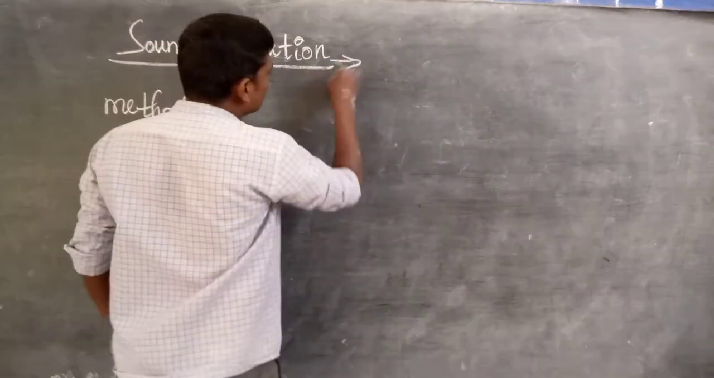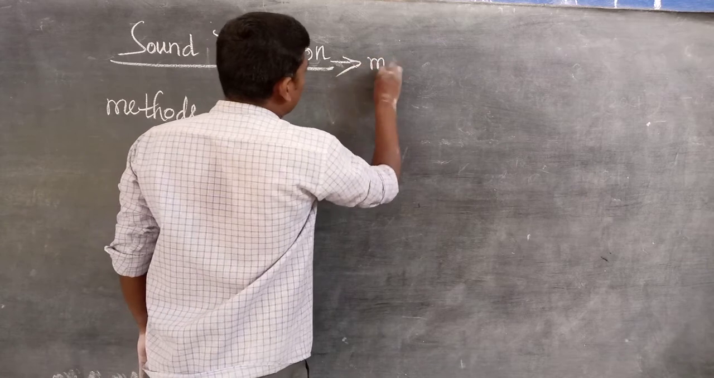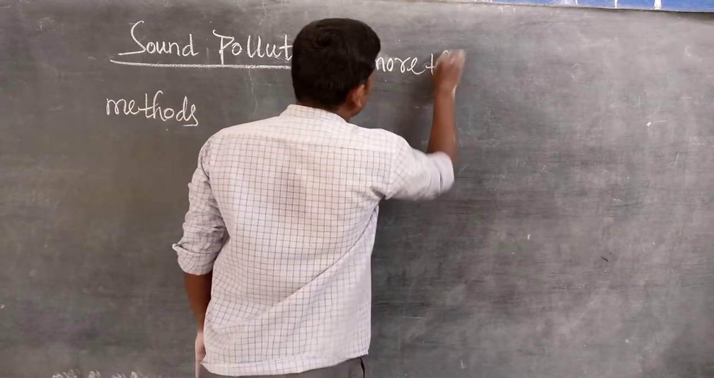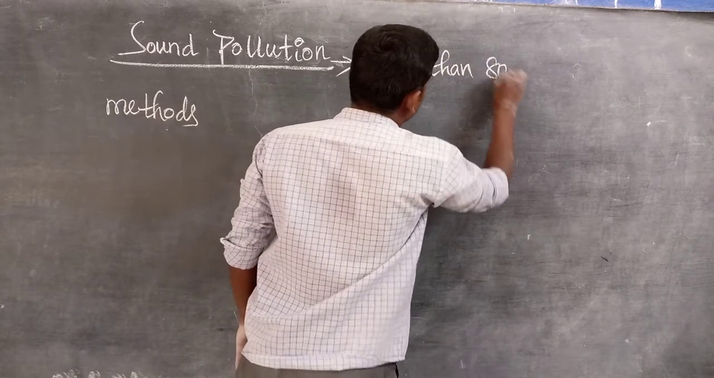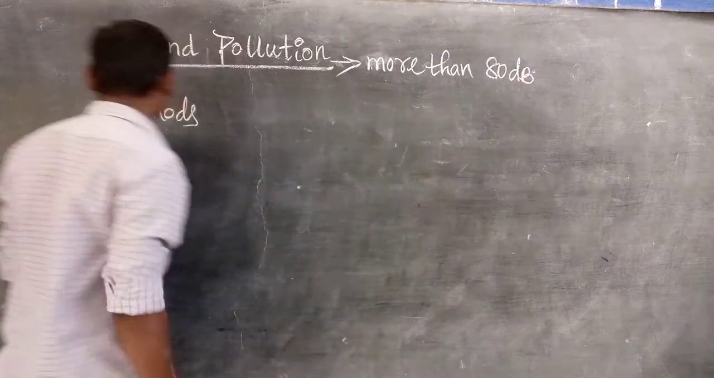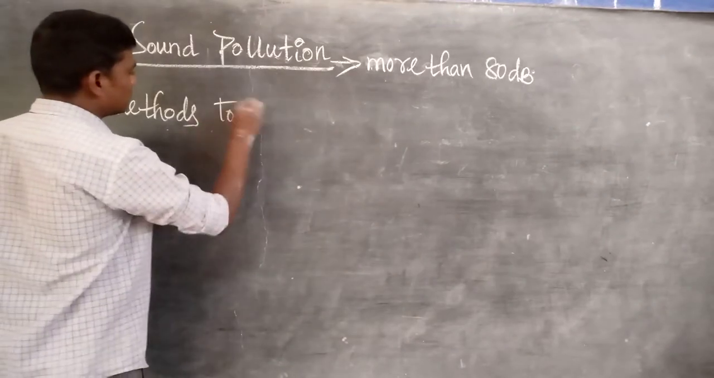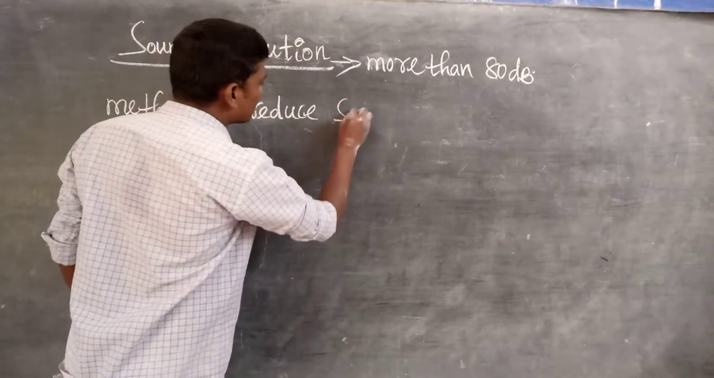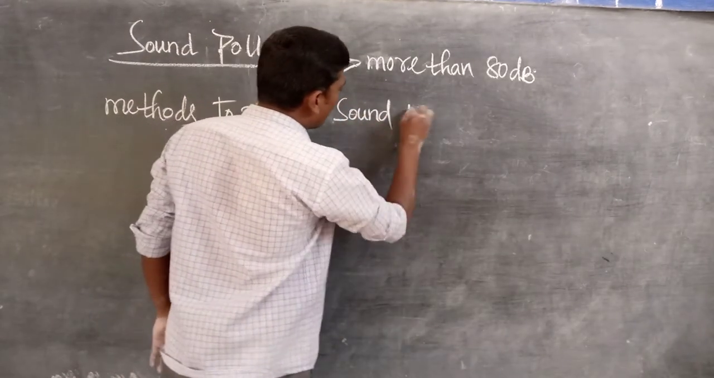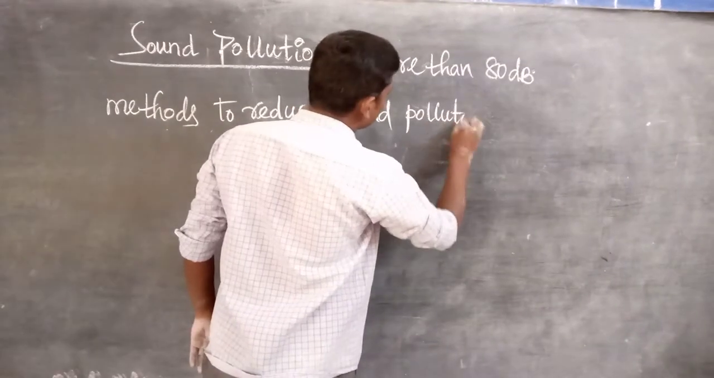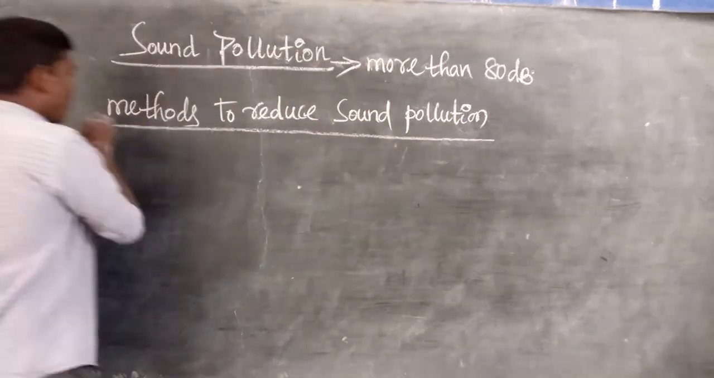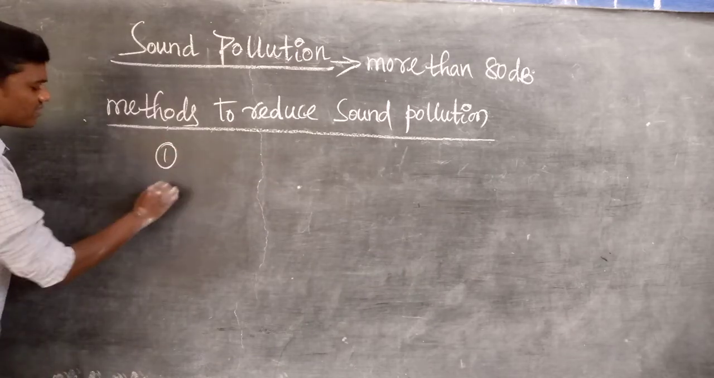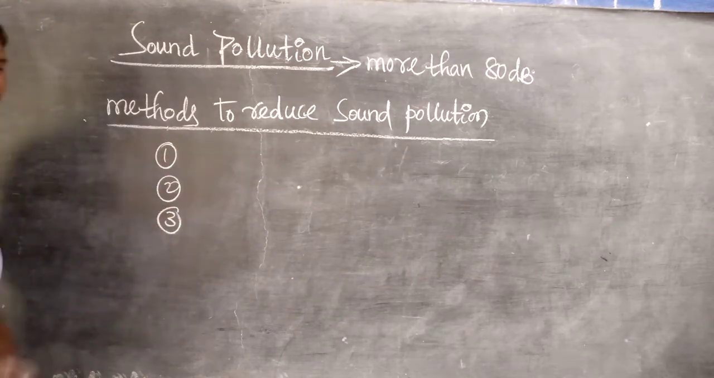So simply, more than 80 decibel sound. Methods to reduce sound pollution. What are the methods we use to reduce sound pollution? Some methods are there, three or four methods to discuss this time.